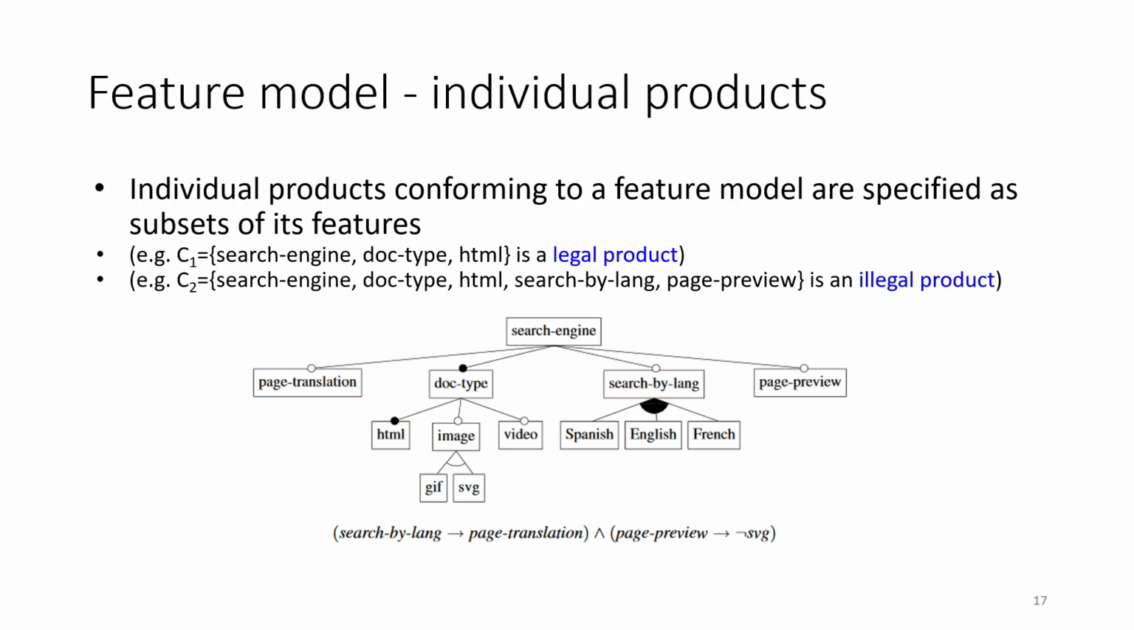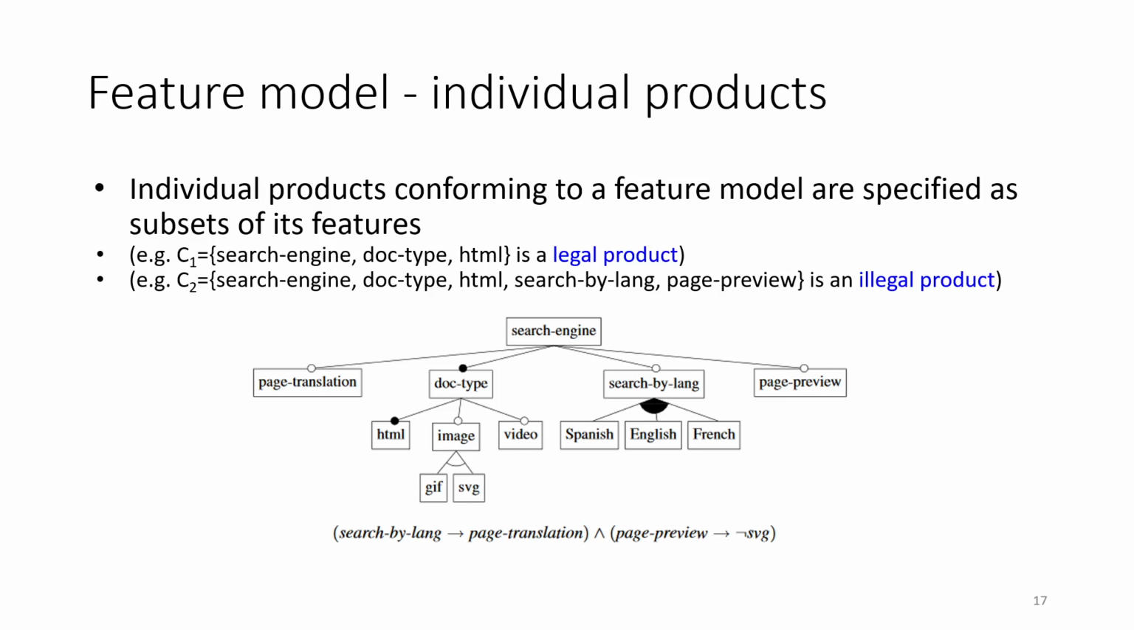So some more examples of legal products. What would be a minimal one? Is this a minimal one? So we have search engine. This is optional. Those are all optional. We have to have document type. Yeah. And then we have to have HTML. So this is basically a legal and a minimal product because it takes really only what is necessary and nothing more.